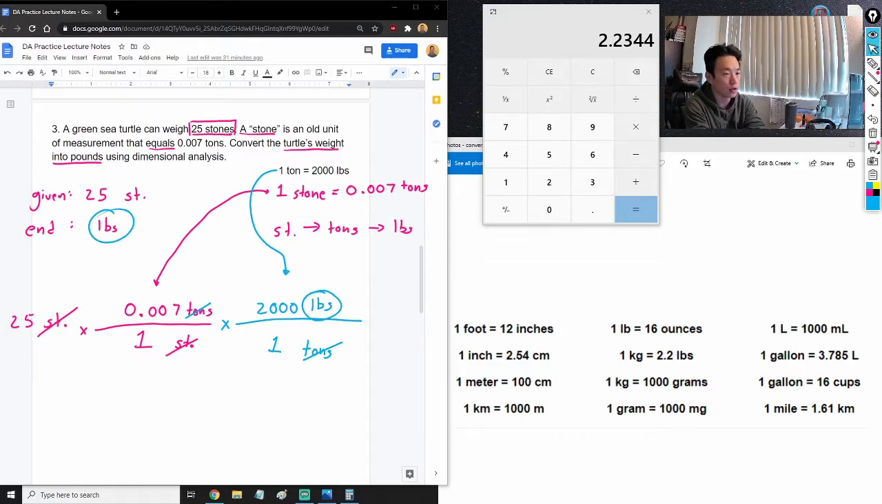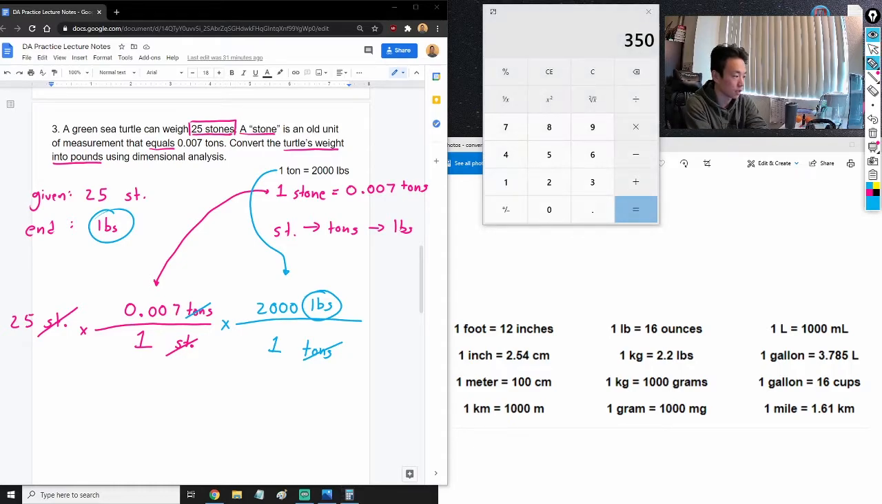So now we can go into our calculator and plug and chug. We start with the number 25. We multiply what's on the top and divide by what's on the bottom. So it looks like we have 0.007 on the top. So we're going to do 25 times 0.007. That's going to give us 0.175. We can ignore the 1 on the bottom because if you divide this by 1, it'll be the same number still. And then in the second fraction, we can just multiply that by 2,000, and that'll give us 350.